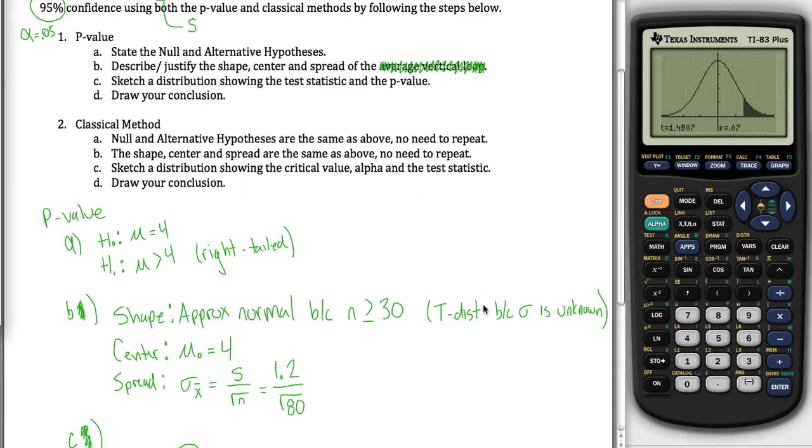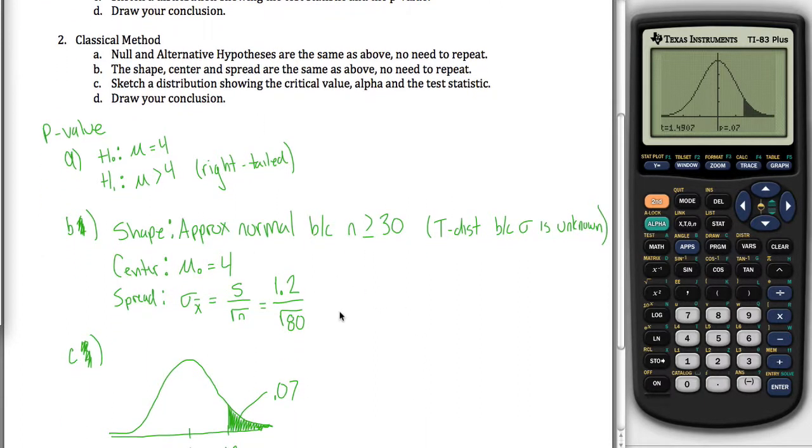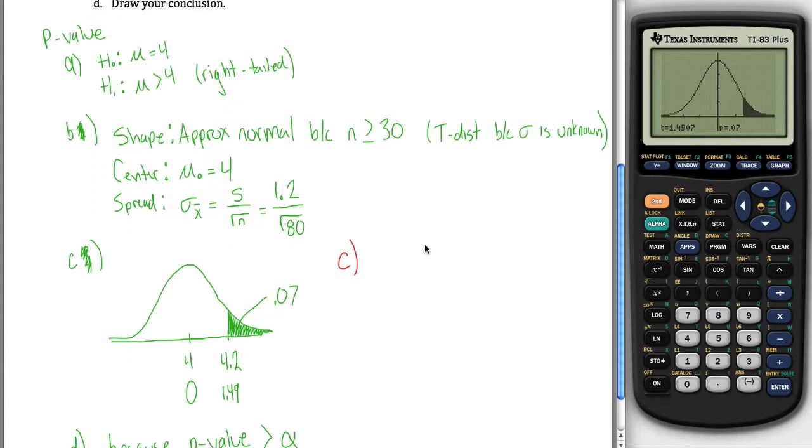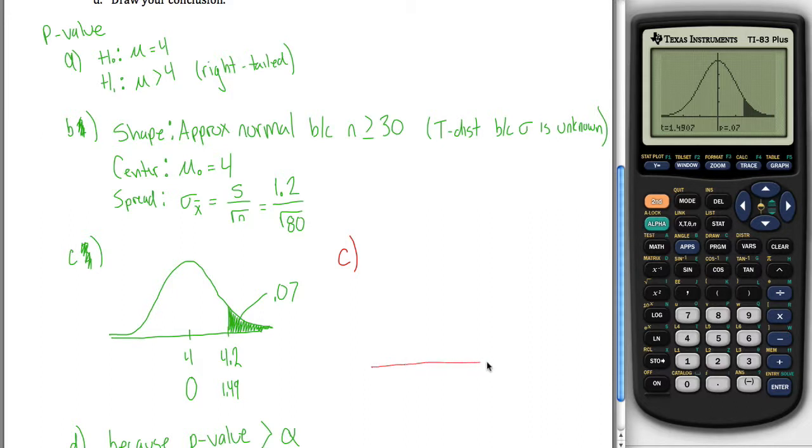All right, now we got to do even more. That's the end of the p-value test. We got to do the classical method test. The good news is we can reuse a lot of this stuff. Part A is the exact same. Part B is the exact same. For part C, my picture is going to look slightly different. It's still going to be approximately normal. Pretty good looking picture there.